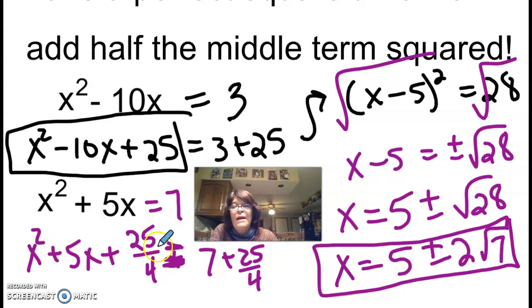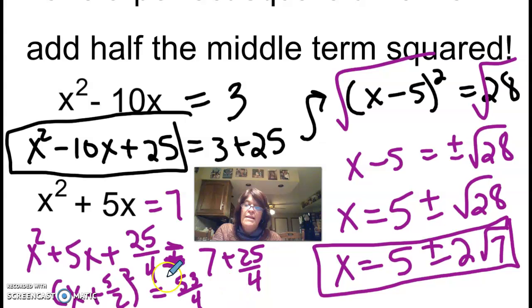Okay, so I took half of 5, which is 5 over 2, and I squared it and got 25/4. The reason I did that is so that I could write this as x plus 5 halves squared equals, let's see, 7 is what, 28/4? So 28 and 25, I have 53/4.